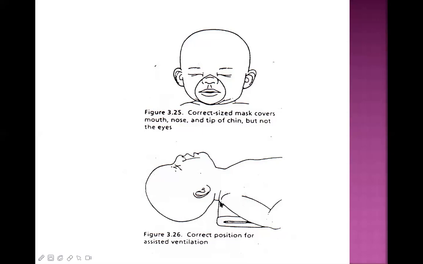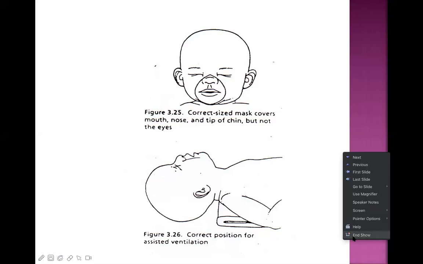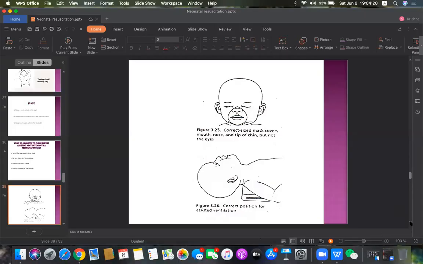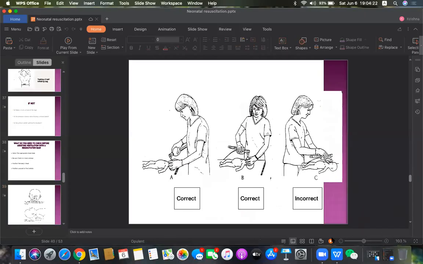Now, how to correctly extend the head? What do you mean by that correct extension? See that the piece of folded towel is kept underneath or beneath the shoulder. This is the way. Okay, now you have already seen how it is done.